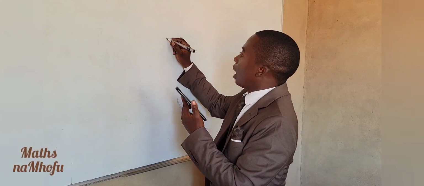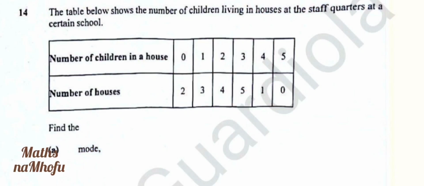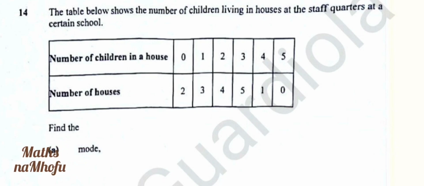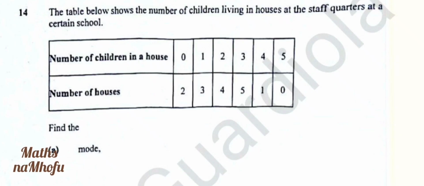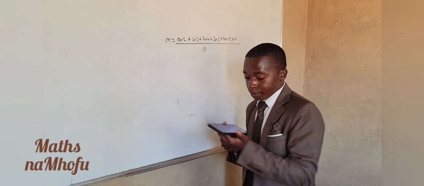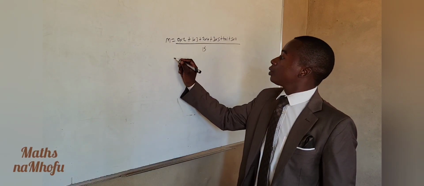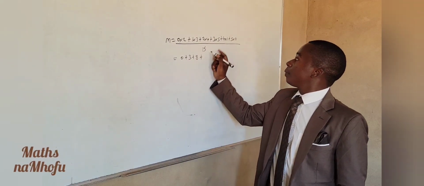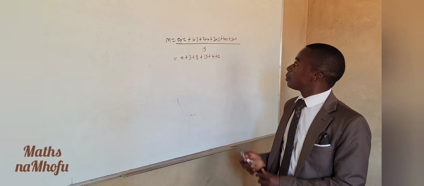So let's do it. Our mean, which is average, is equal to 0 times 2 plus 1 times 3 plus 2 times 4 plus 3 times 5 plus 4 times 1 plus 5 times 0, everything over 15, like this. So you only need to simplify this to get your value. Here we are going to get 0, right? Plus 3, plus that's 8, plus that's 15, plus that's 4, plus 5 times 0, that's 0.